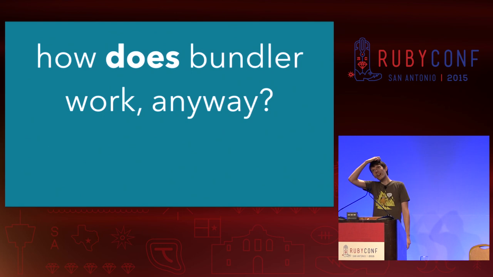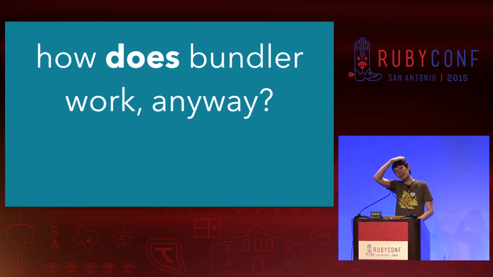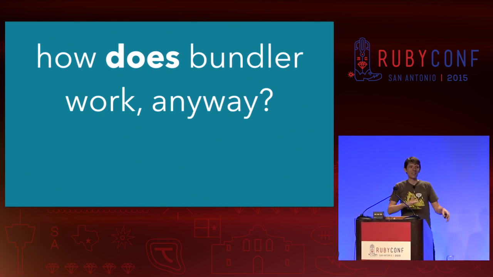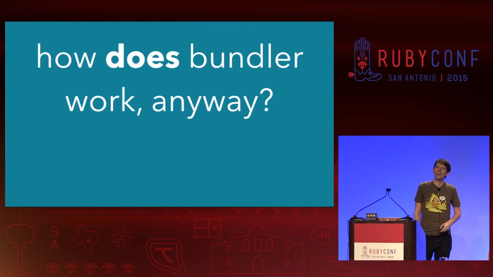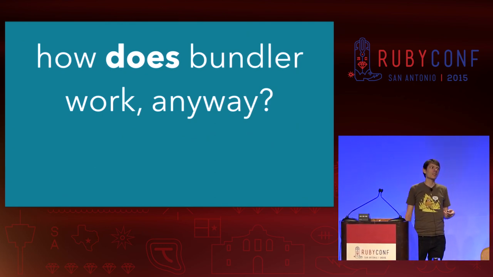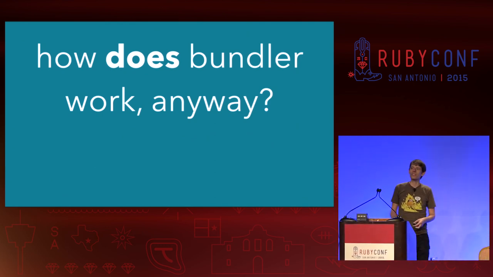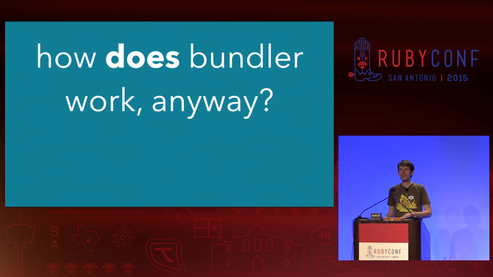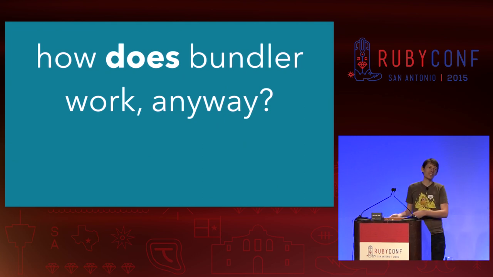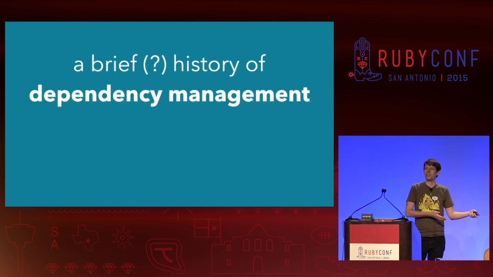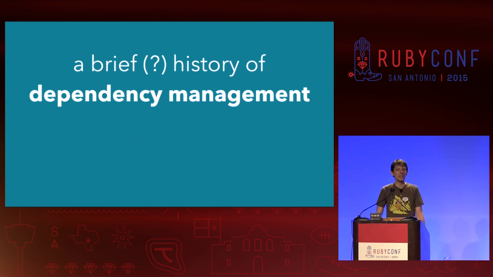So it turns out that if what you care about is what's happening when those things happen, you actually have to understand what the problem is that Bundler solves. And to understand the problem that Bundler solves, you have to understand the problem that created the problem that Bundler solves. And then you have to understand what created that problem, and then what created that problem. So this is going to be a brief history of dependency management in Ruby, hopefully brief.